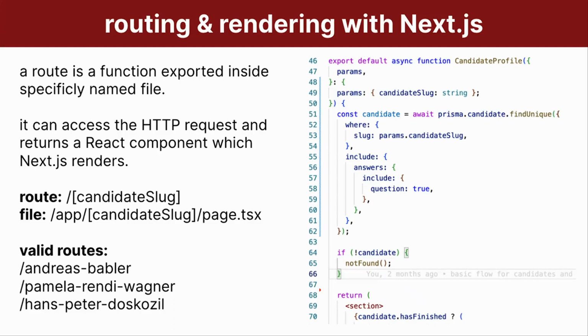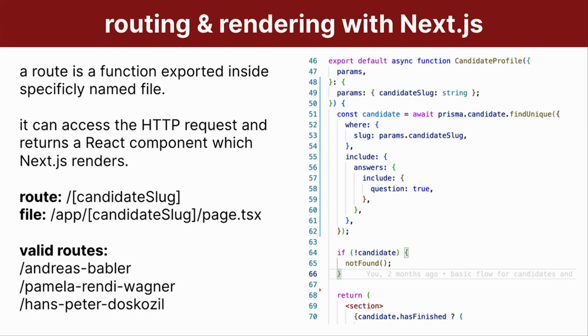So how does it look like? Well, this is the whole first part of the route for the candidate profile. And as you see, we export a function called candidate profile here. And it takes a parameter called candidate slug. And the reason it takes this parameter is because the route is called /candidate slug. And everything you put into the brackets will be a parameter your function gets. So you can dynamically respond to certain requests. Yes?